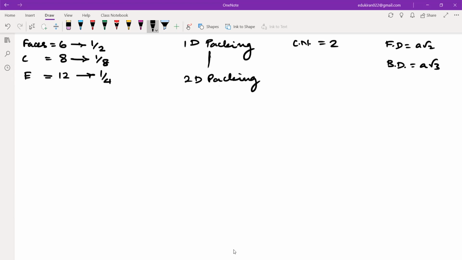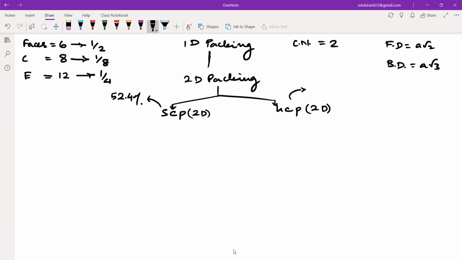In 2D packing, we saw that there are 2 types. We can have square close packing. This is in 2D. We can also have hexagonal close packing in 2D. Things that you need to remember for SCP and HCP are many, but important things are the packing efficiency. Packing efficiency of SCP is how much? 52.4%. For HCP in 2D, the packing efficiency is 90.6%.